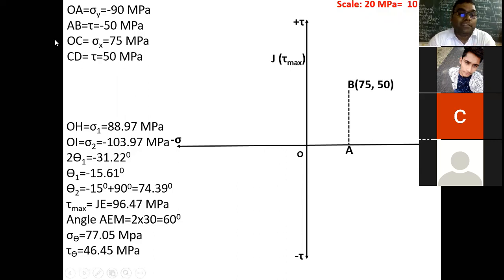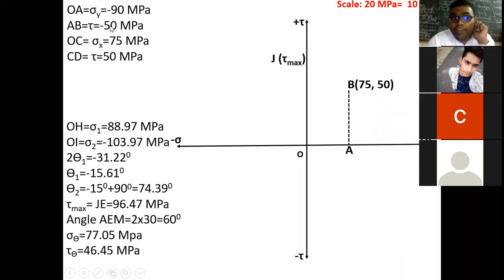Sorry, sigma x. We have taken sigma x, no? X is positive, so the tau is positive, so it will be in the upward direction. I was actually confused; I have taken first this sigma x, not sigma y. So this is positive, and it comes in the upward direction.